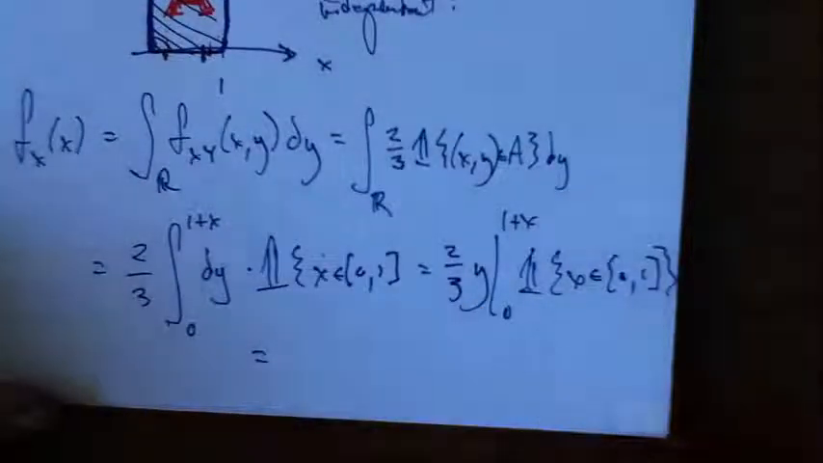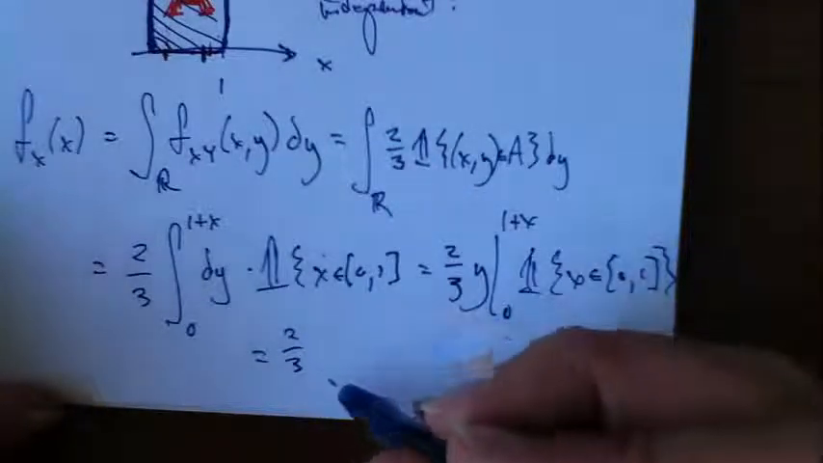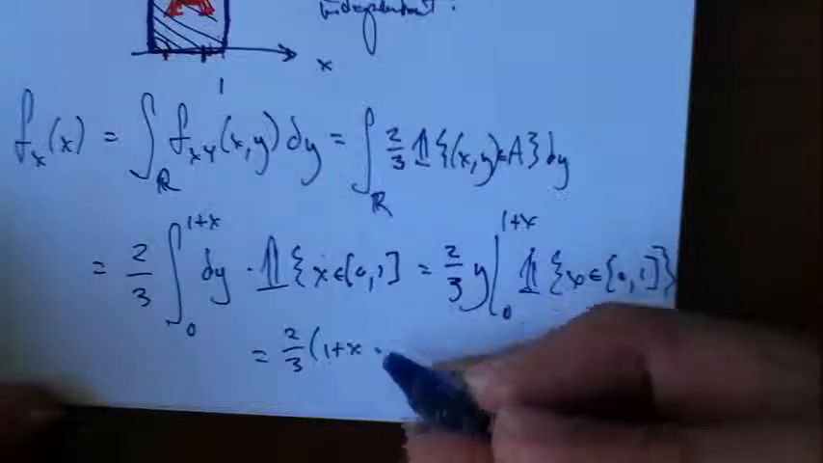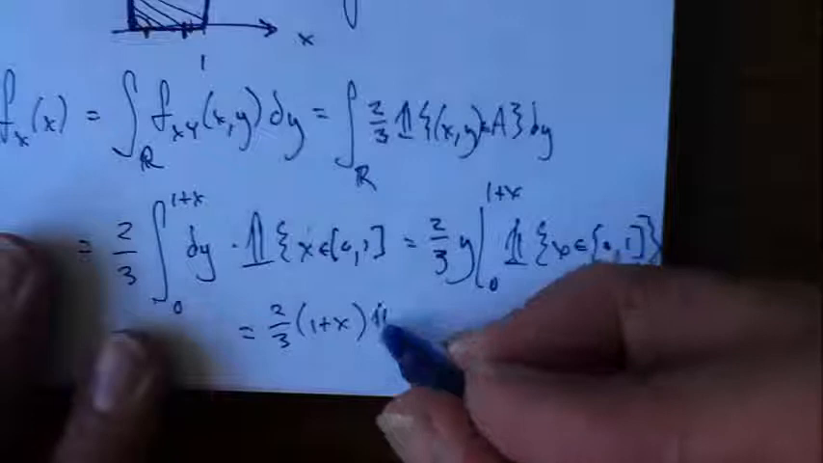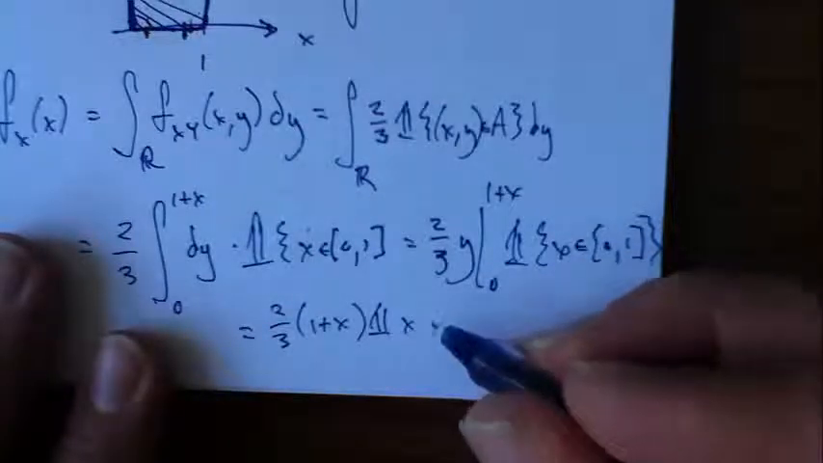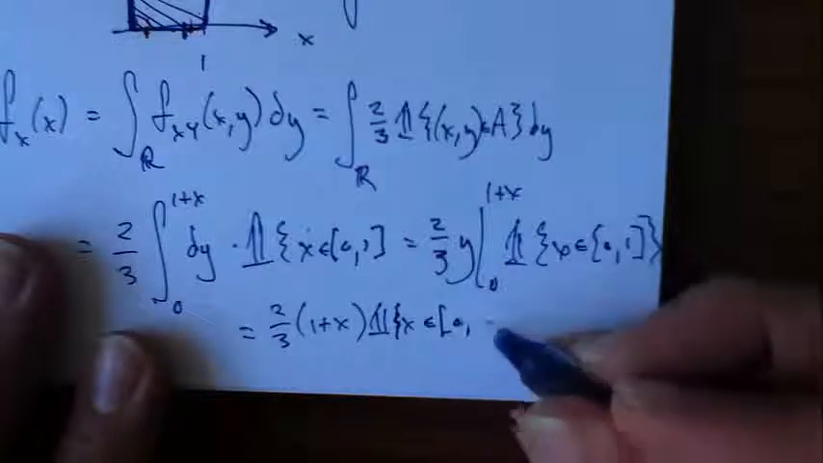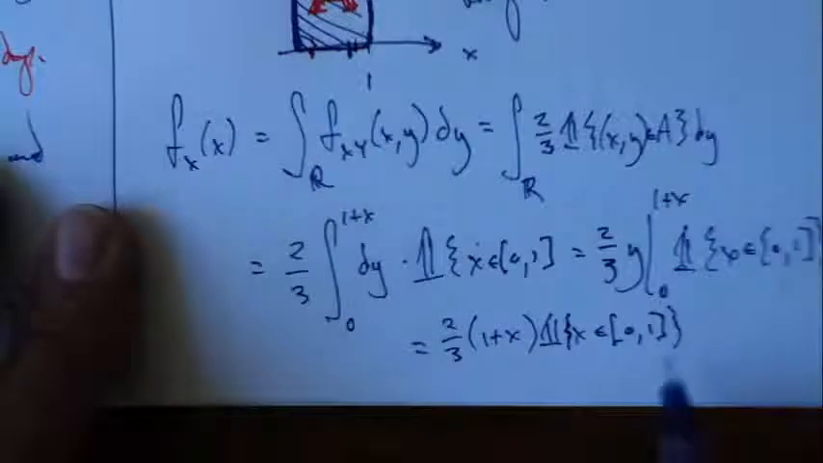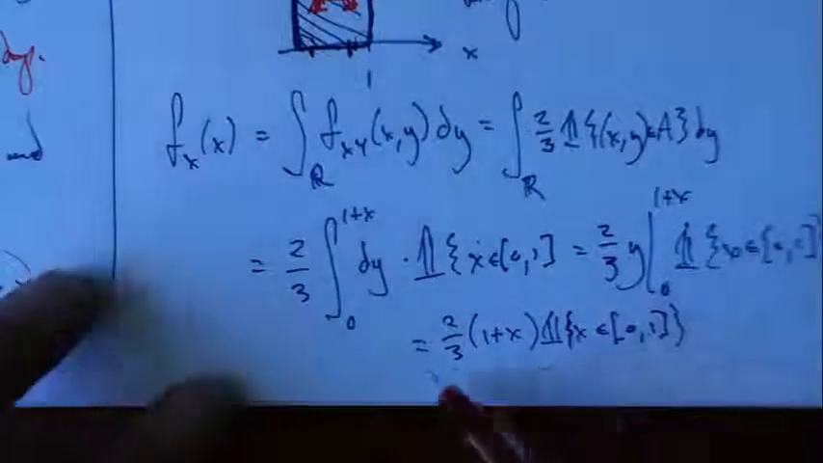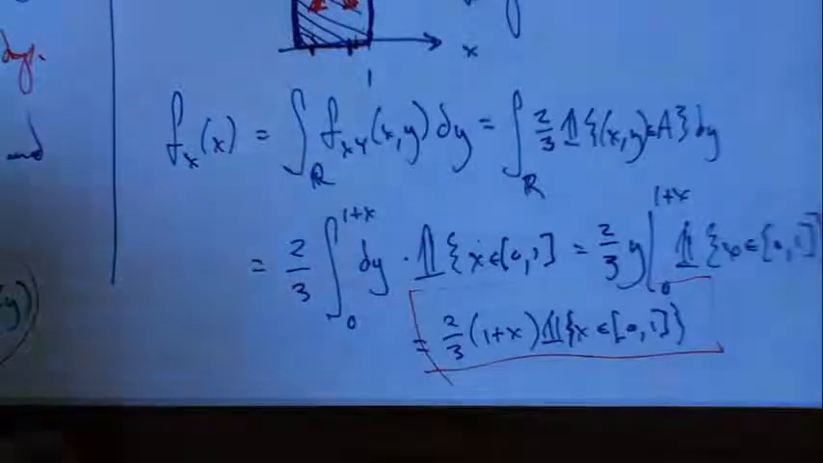So then this is just 2/3 times 1 plus x, times the indicator that x is between 0 and 1. Okay, this is the marginal density for x. Let's now get the marginal density function for y, right?